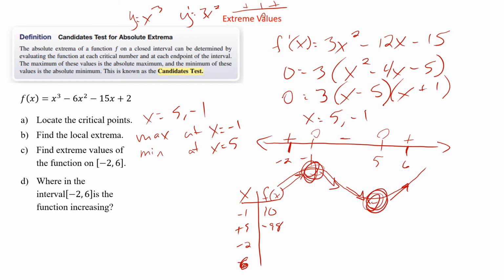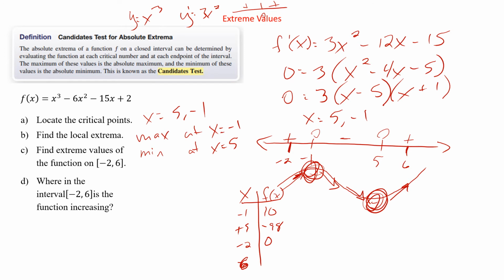Now we need to find the endpoints. So we plug in negative 2. Negative 2 cubed is negative 8. Negative 2 squared is 4 times negative 6 is negative 24. So we have negative 8 plus negative 24 is negative 32. And then negative 2 times negative, that's plus 30. So that gives us negative 2 plus 2 is actually 0, which is less than 10 because we knew that was going to be less.